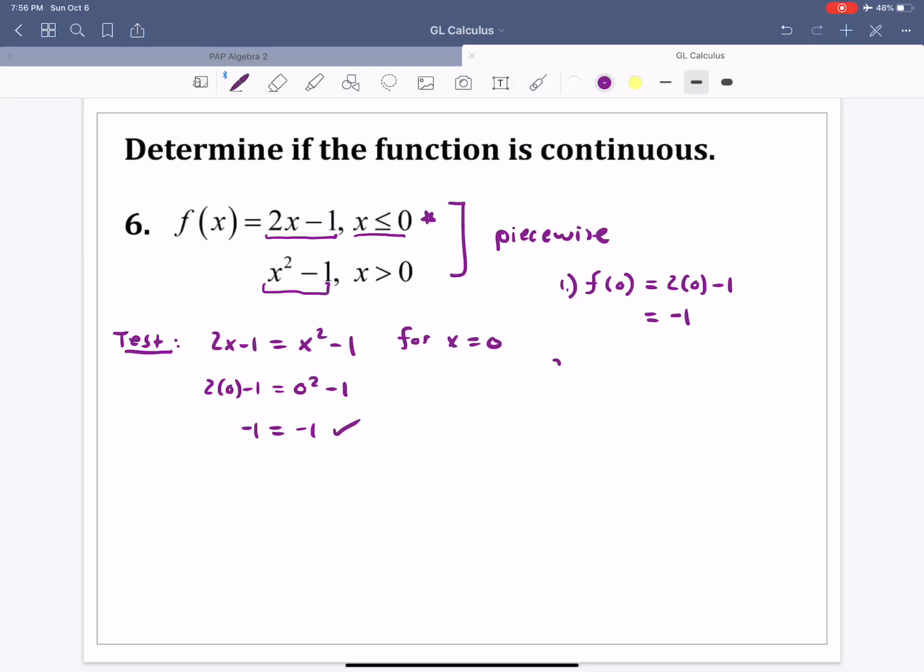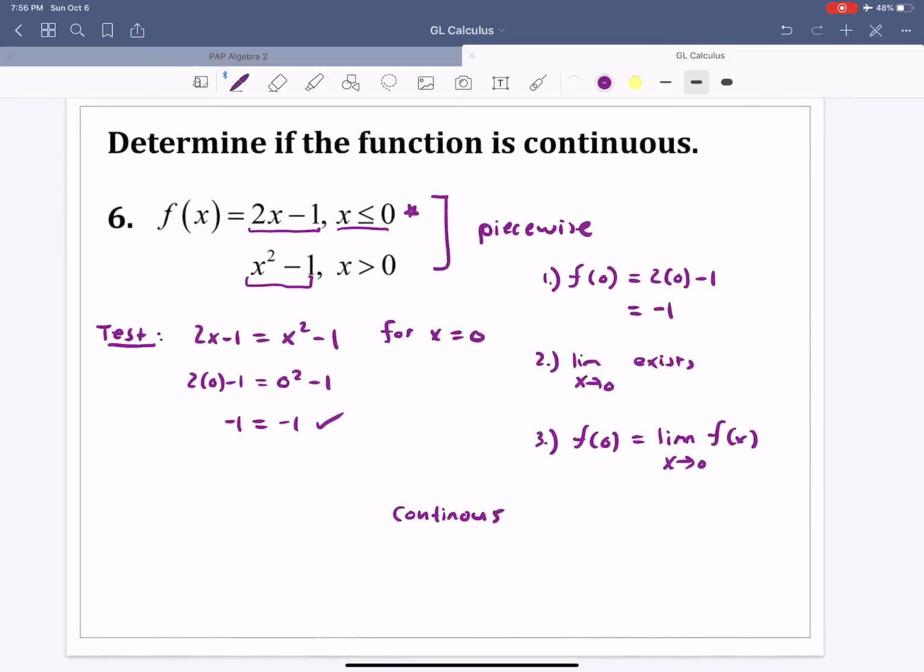So part 2, the limit as x approaches 0 exists. And part 3 of the 3-part continuity test is that f of 0 is the same thing as the limit as x approaches 0 of f of x. So since it passes all 3, we would say that this function is continuous.